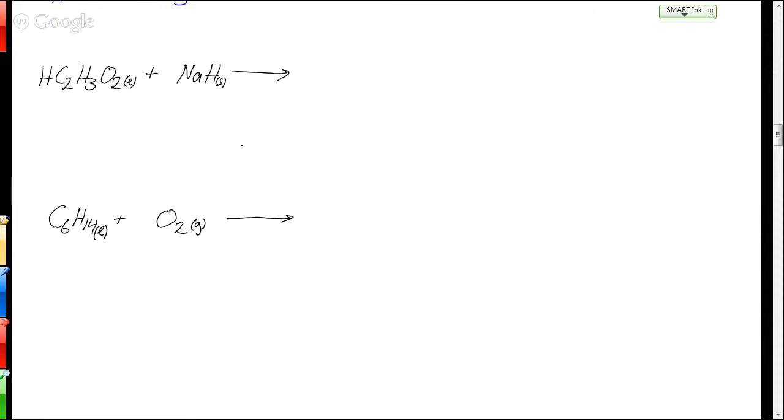All right, got some products, maybe? Let's do the bottom one first. What kind of reaction is this? What would you call that? Combustion, right? That's a hydrocarbon reacting with oxygen. It's burning. So what are those products going to be? Right, water and CO2.